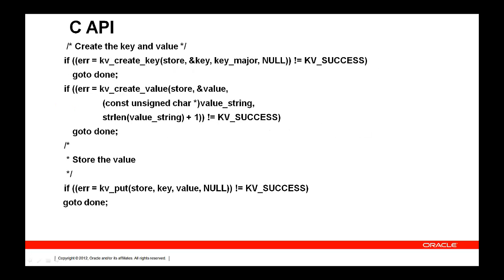Let's take a look at some sample code. The basic steps are to create a KV store handle, create a key value pair, and use the put method to write, the get method to read key value pairs. Given a KV store handle, labeled store, we're going to call the methods to create a key and value. Once you have the key and value, call the KV put method, passing the store handle and the key and the value. Other sample C applications can be found in the Oracle NoSQL Database kit.